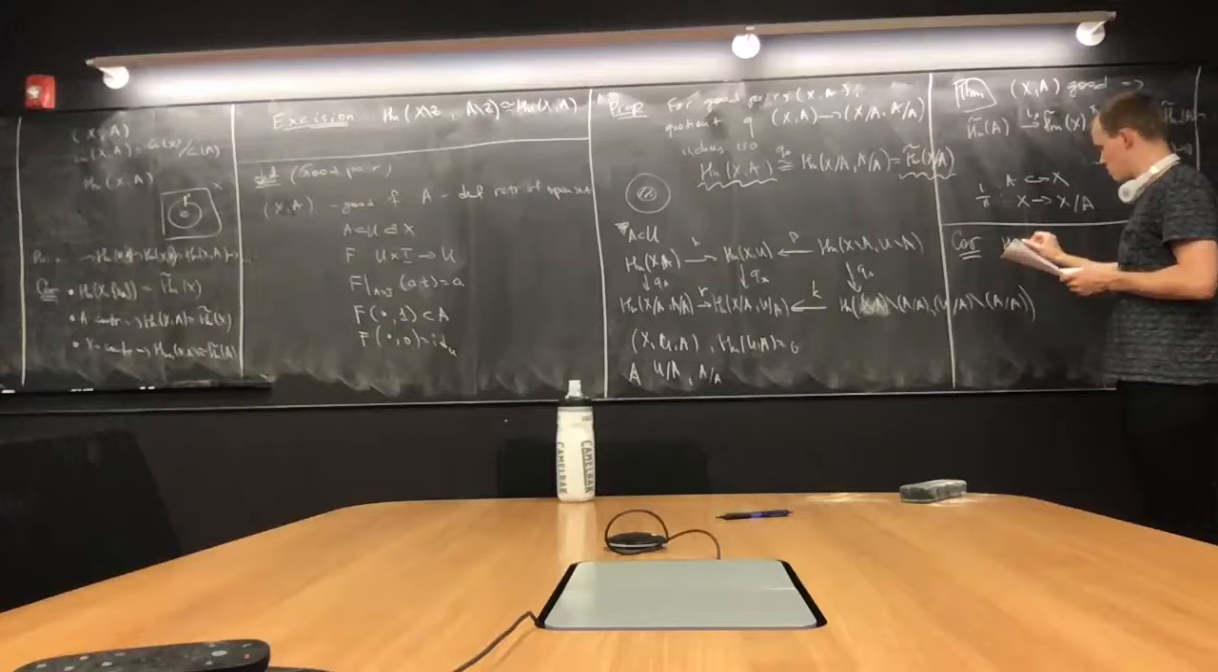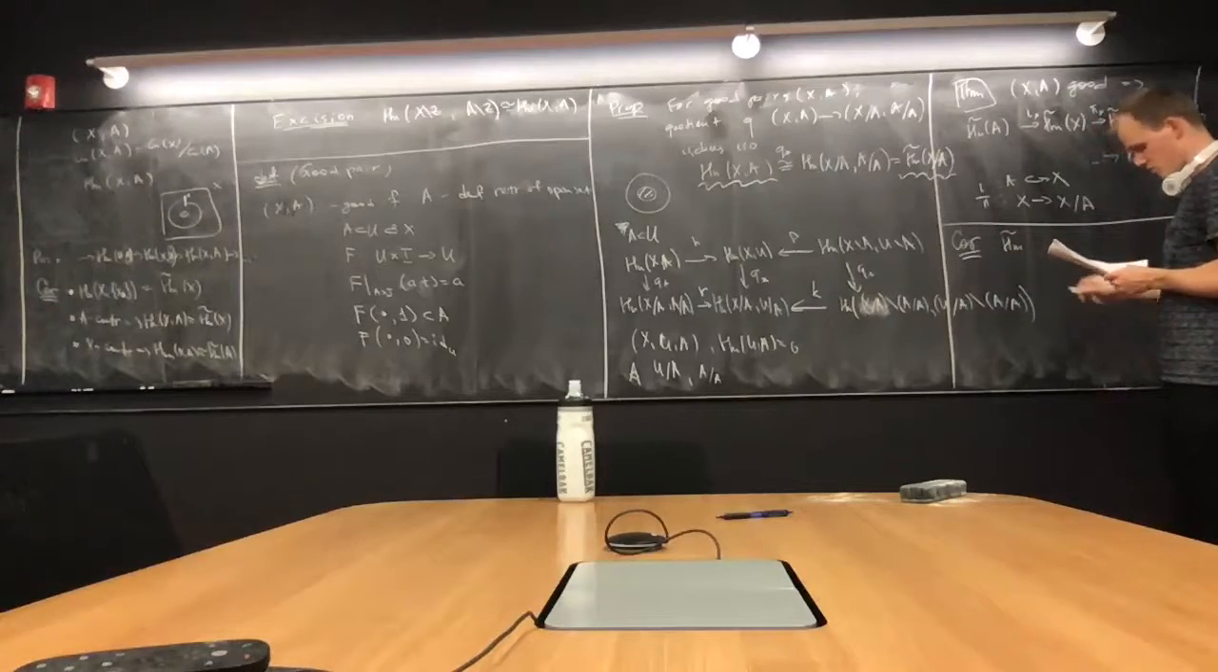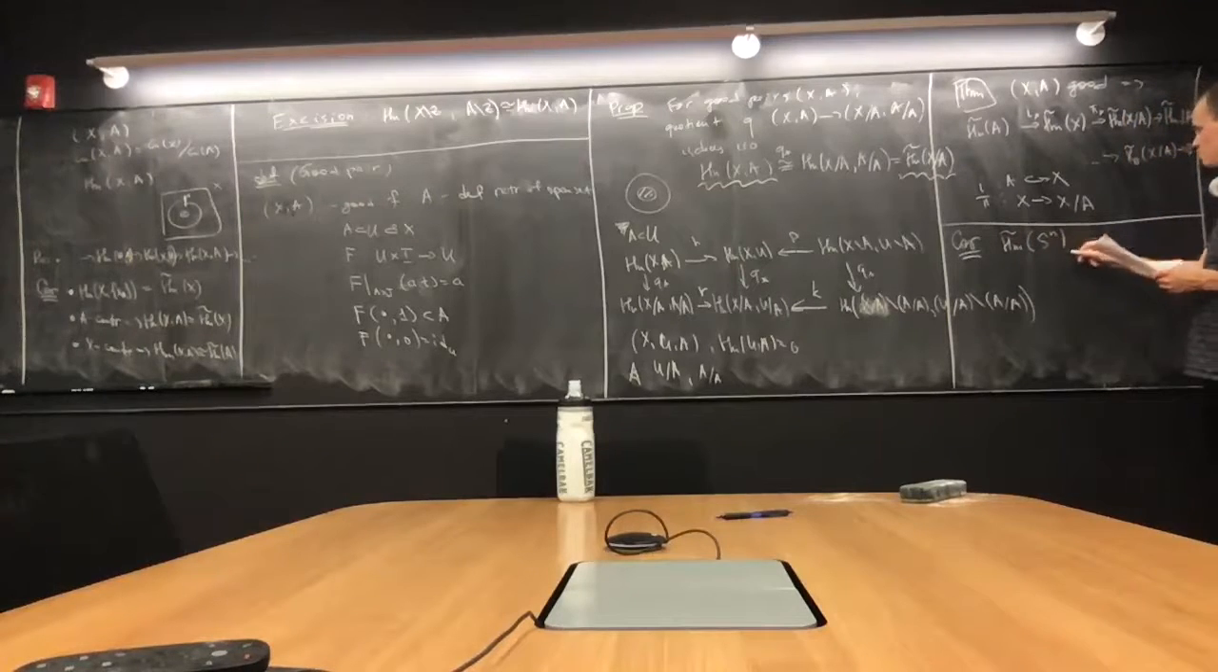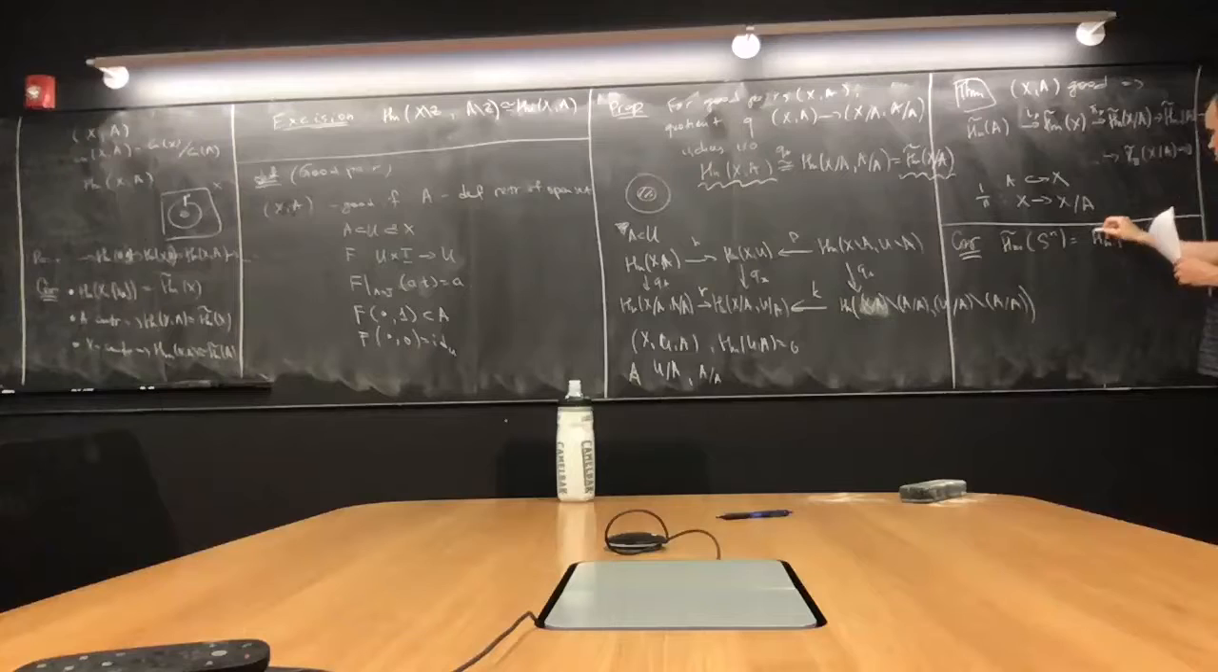So we can prove that the reduced homology in degree n of the n-sphere is the same as the reduced homology in degree n minus 1 of the (n minus 1)-sphere. Okay. And then by induction, you can compute all the homologies as usual.